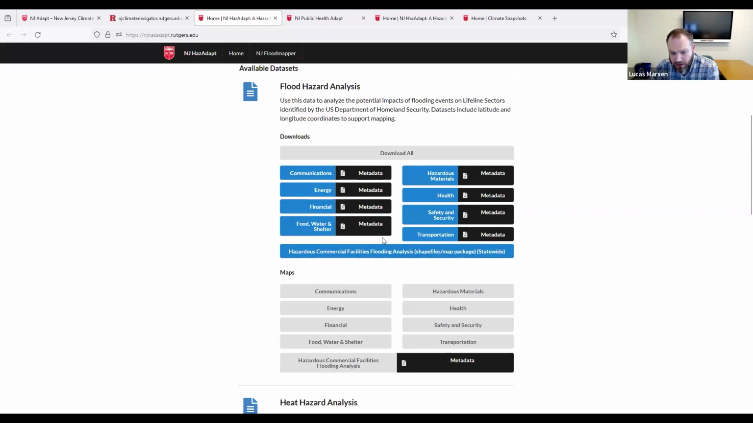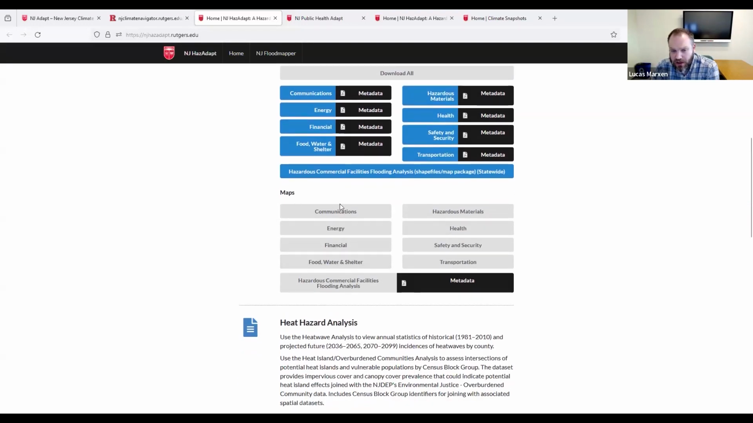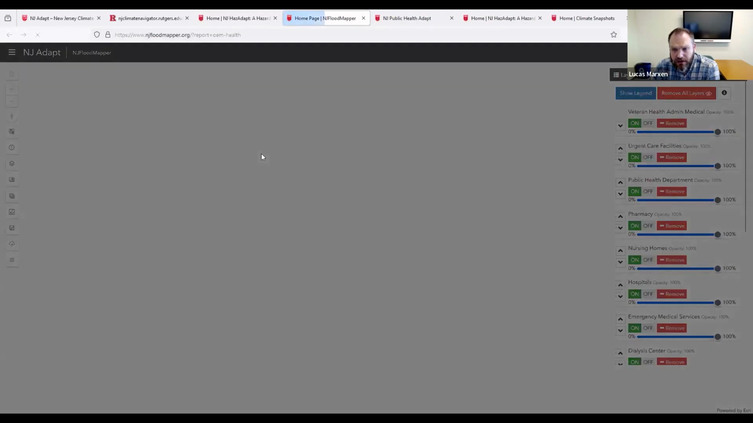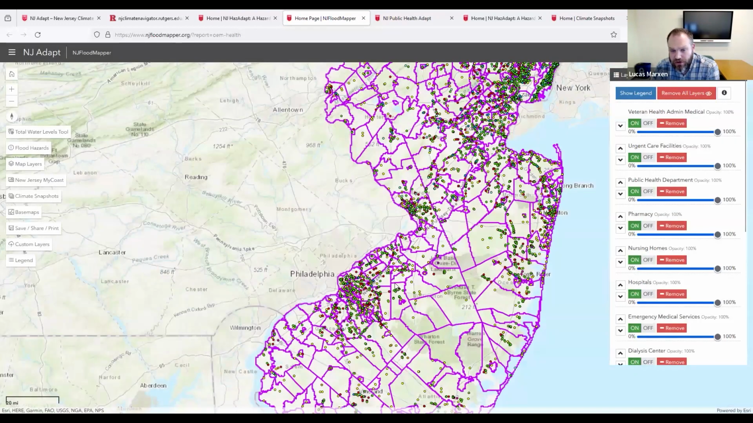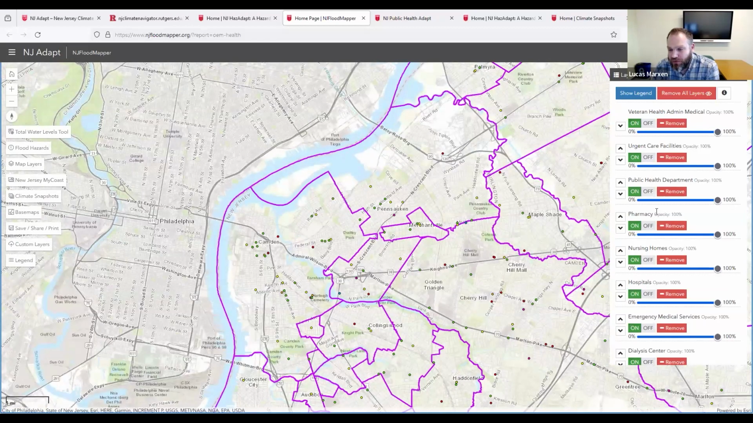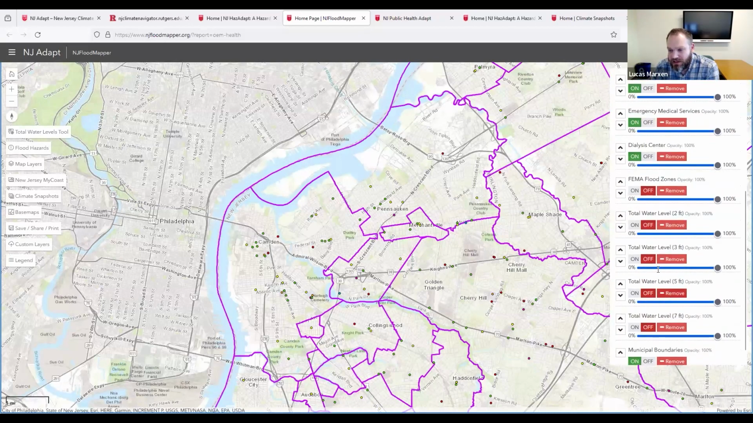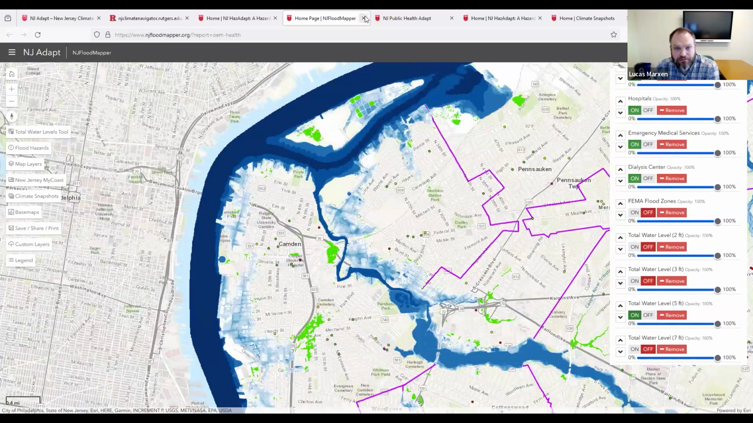In addition to the downloadable data, we also have links out to maps, which will take you to NJ Flood Mapper. So you can easily go to, say, health, and it'll open up NJ Flood Mapper, for the state or for your specific region, if you select a region ahead of time. I didn't do that here. But it'll basically preload all the individual data sets for that lifeline sector, as well as the different flood data sets that you can easily turn on and start looking at potential impacts for your area.